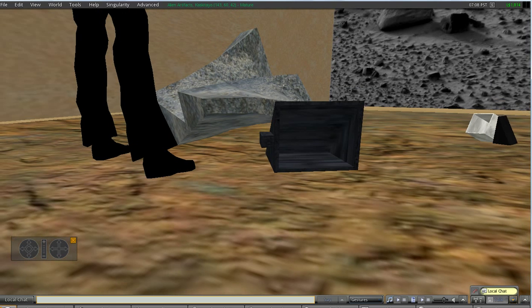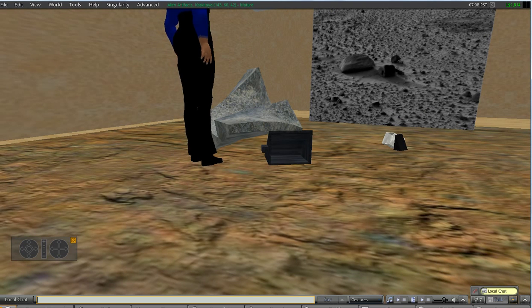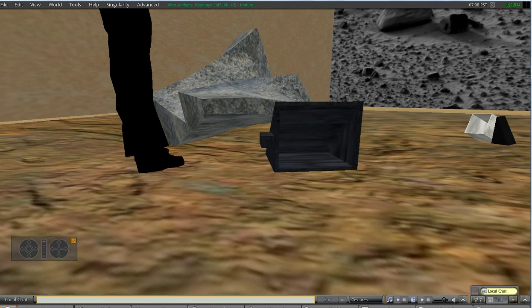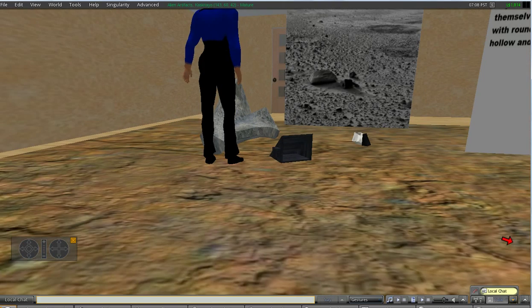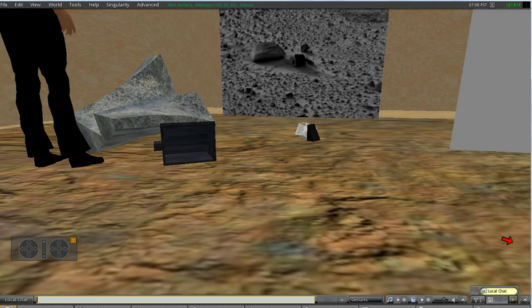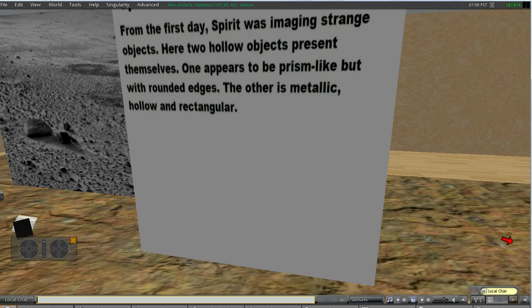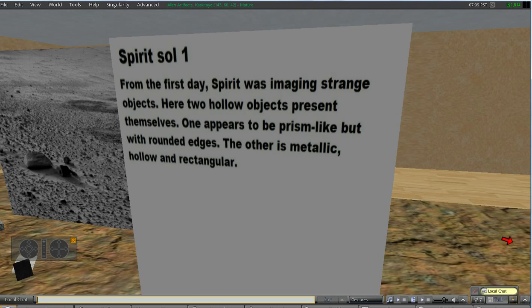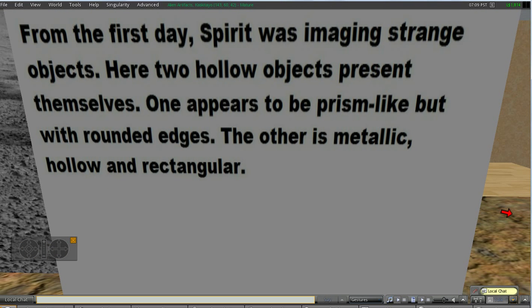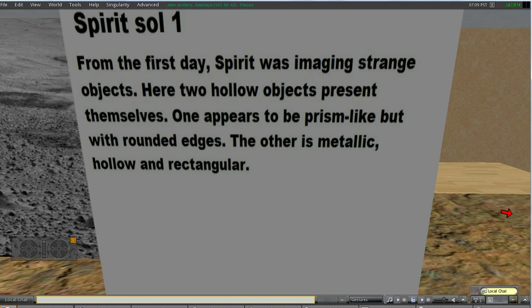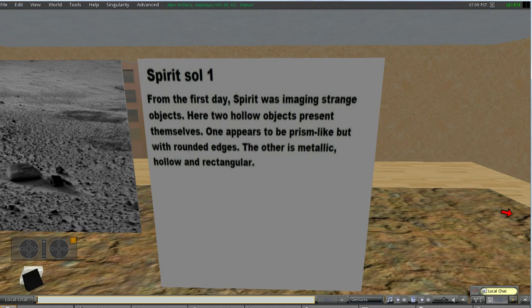But basically, I think what we have here is just a couple of artifacts. So Spirit got started right from the start imaging alien artifacts, and of course it's all denied and ignored. From the first day, Spirit was imaging strange objects. Here two hollow objects present themselves. One appears to be prism-like but with rounded edges. The other is metallic, hollow, and rectangular. That's about the size of it.